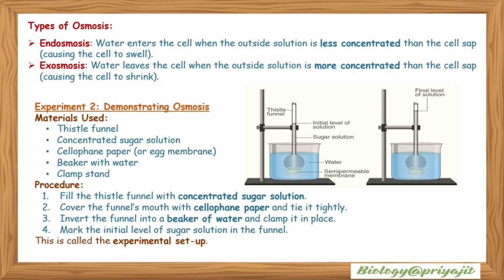Experiment 2 demonstrating osmosis. Materials: thistle funnel, concentrated sugar solution, cellophane paper or egg membrane, beaker with water, and clamp stand. Procedure: fill the thistle funnel with concentrated sugar solution, cover the funnel's mouth with cellophane paper and tie it tightly. Invert the funnel into a beaker of water and clamp it in place. Mark the initial level of sugar solution in the funnel. This is called the experimental setup. The image shows the experimental setup here.